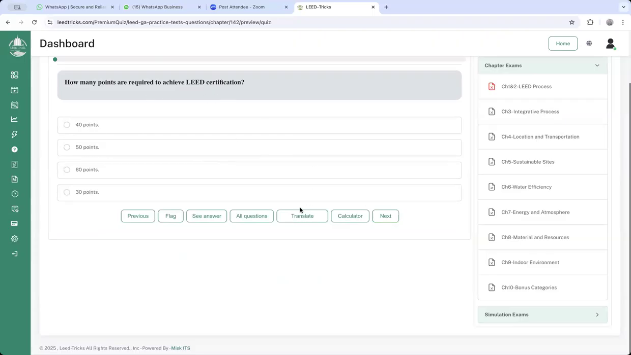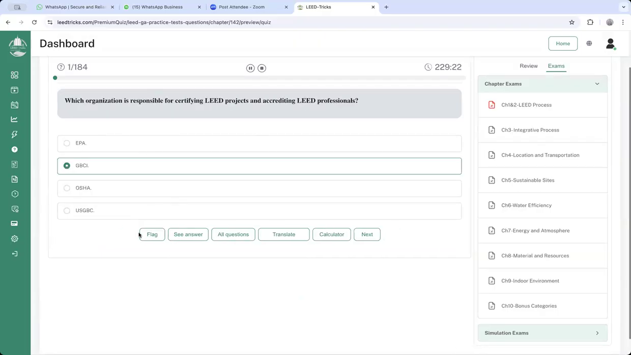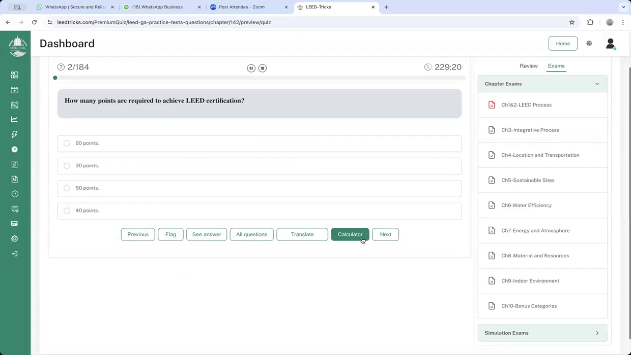So this is how many points are required to achieve LEED certification. This is what, is there any application to? So this question, I think the application we will remove. Let me take a picture to remove it because there's something wrong with the application here. Okay, so we say, I think 40, next.